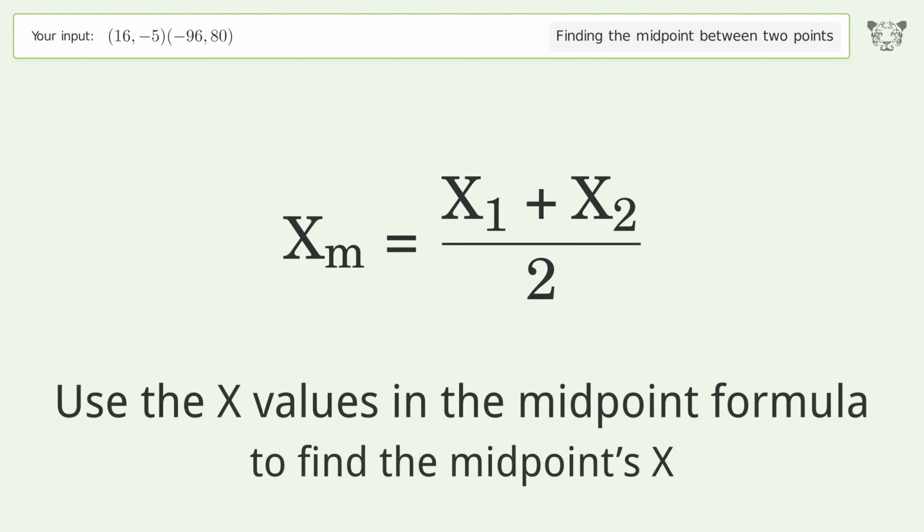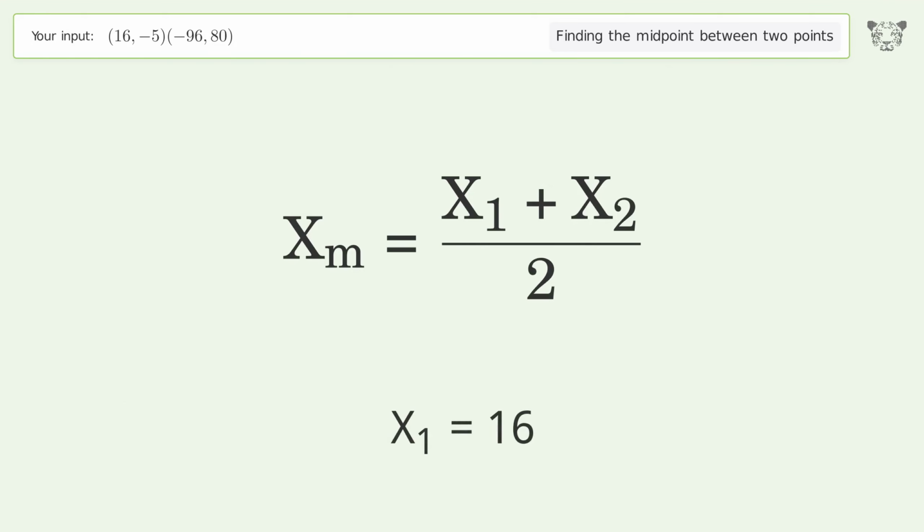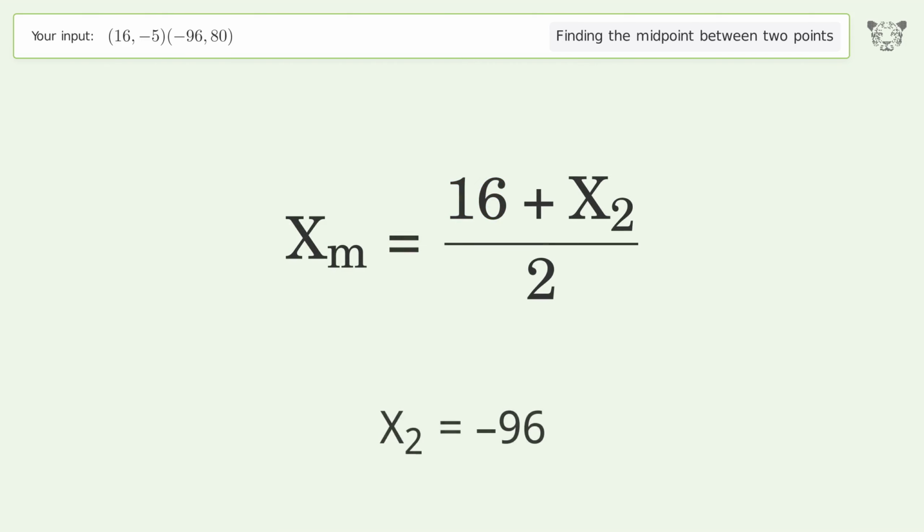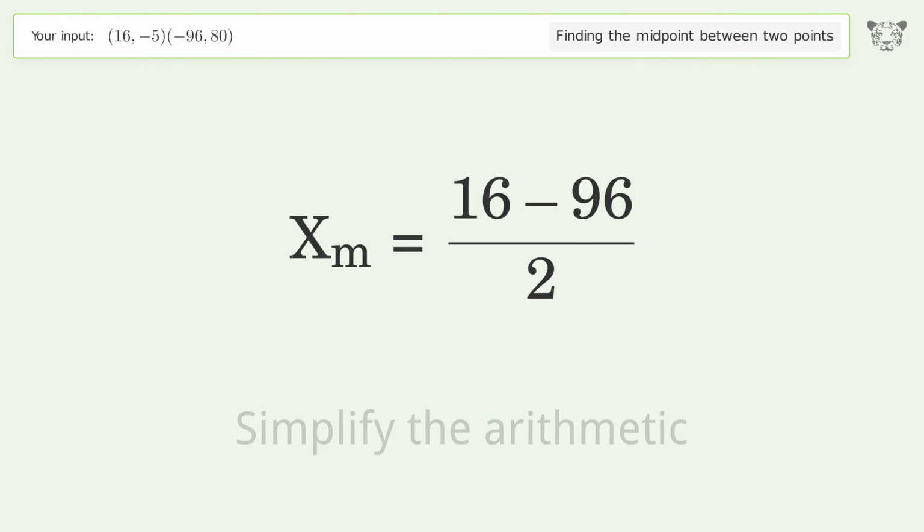Use the x values in the midpoint formula to find the midpoint's x. x1 equals 16. x2 equals -96. Simplify the arithmetic.